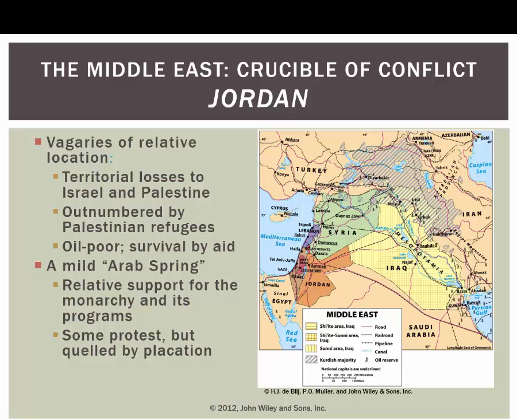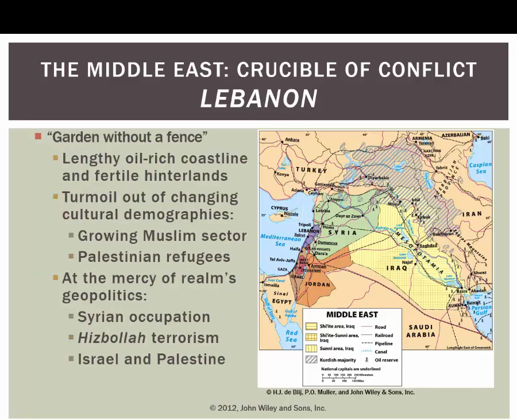Jordan is Syria's southern neighbor. It lost its window to the Mediterranean when Israel was carved out, which we'll talk about in a few minutes. Jordan doesn't have oil resources, so it relies a lot on foreign aid. Its monarchy is pretty widely supported, so it didn't suffer the same upheaval in the Arab Spring. Lebanon has a strategic location and an oil-rich coastline, but it has experienced turmoil as a result of shifting cultural demographics as factions have formed. The instability allowed the Iran-sponsored Hezbollah terrorist attacks to occur, and the country still remains vulnerable to outside influence.